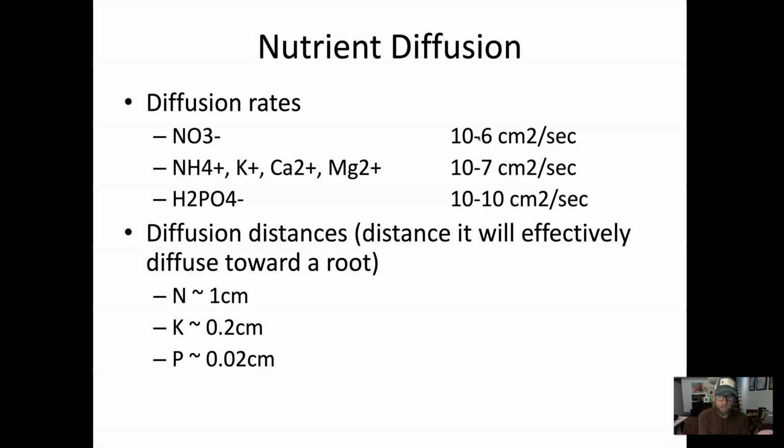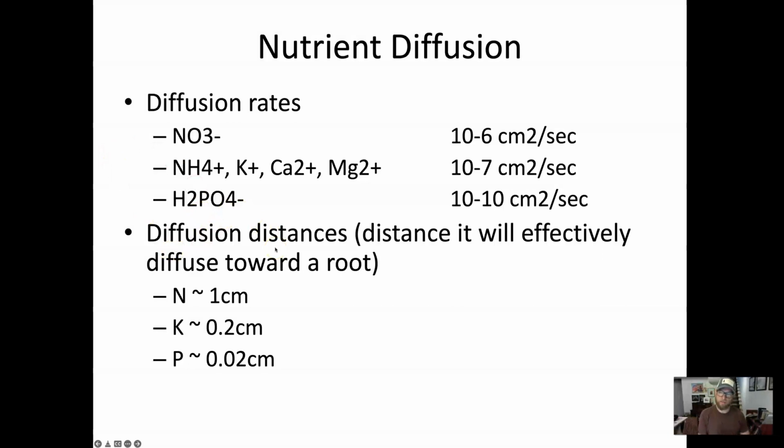So still pretty slow, but much faster. It's an order of magnitude faster than ammonium, which is NH4+, potassium, calcium, magnesium. All of these are in the ballpark of 10 to the minus 7, so an order of magnitude slower. And then phosphorus is the slowest, 10 to the minus 10. And we generally think of phosphorus as just not being mobile in the soil. It's like, just stuck and doesn't move, even though it does have a negative charge.